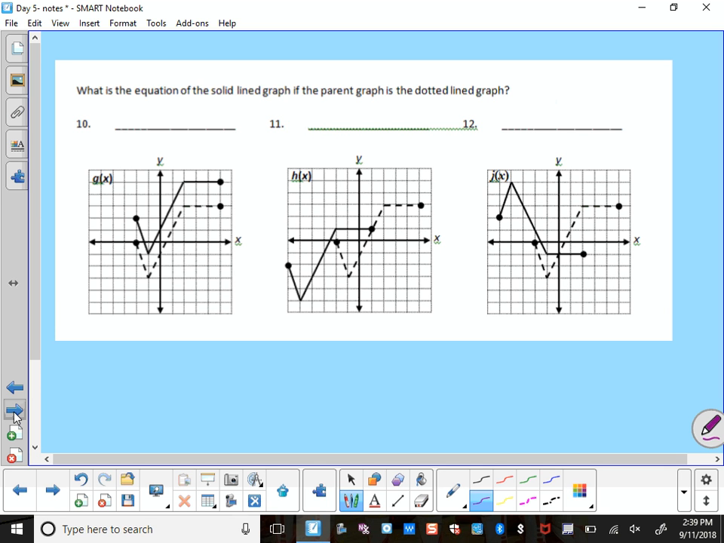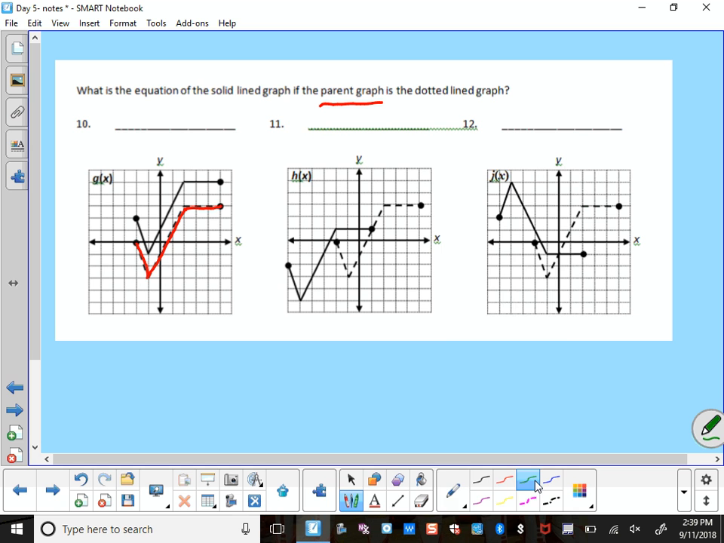It says, what is the equation of the solid line graph if the parent graph is the dotted line graph? All right. So your parent graph, pay attention. Your parent graph is your original. Okay, so they're saying the original is the one that is dotted. So bold that one or something so you know. Or you can use your highlighter.